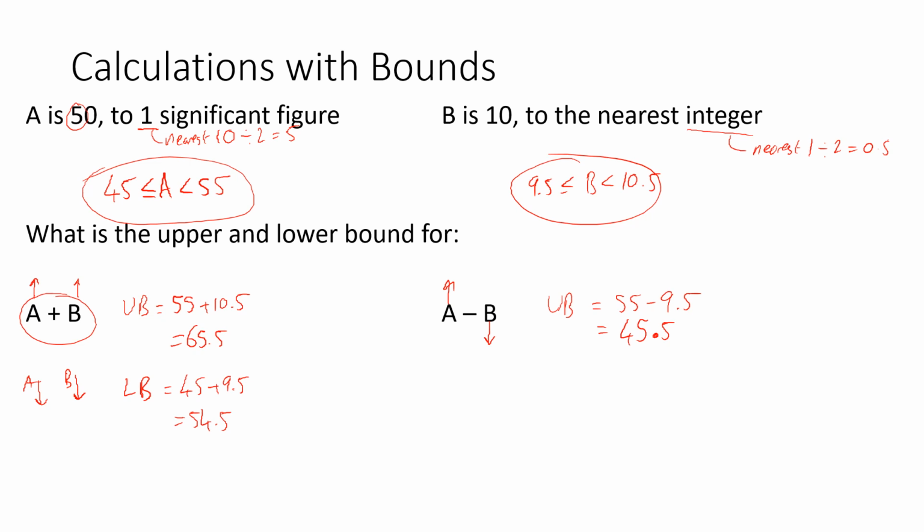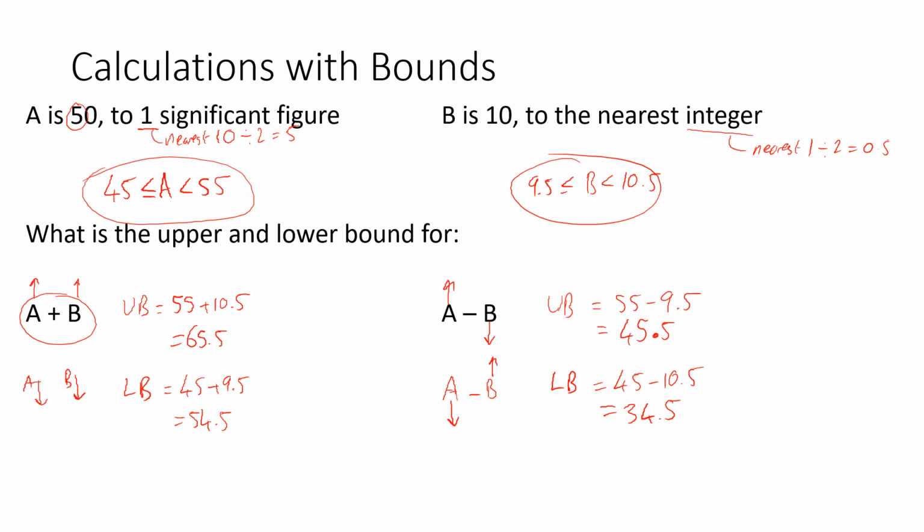So just because you're finding an upper bound doesn't mean that you always take the upper bound of everything in the sum. You have to think about, well, what's the biggest answer I could get out of this? And you get the biggest answer for a subtraction when you start with a large number and take away a small number. If we wanted to find the lower bound of this sum, we'd reverse the process. We'd find the smallest value of a and the largest value of b. And we do 45, take away 10.5, we get our lower bound is 34.5.